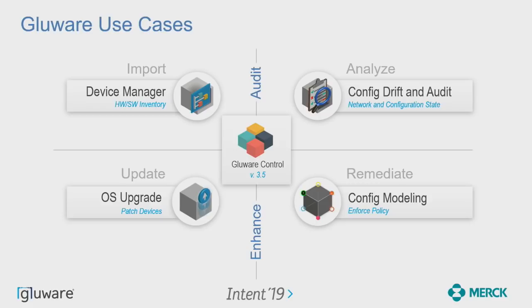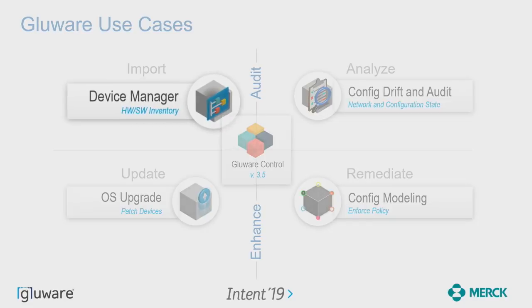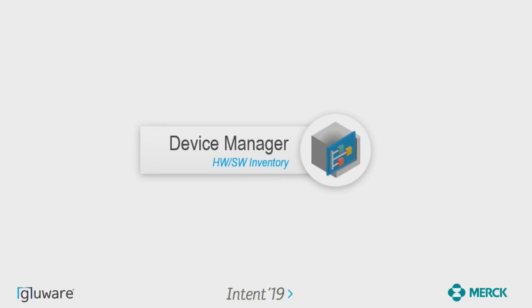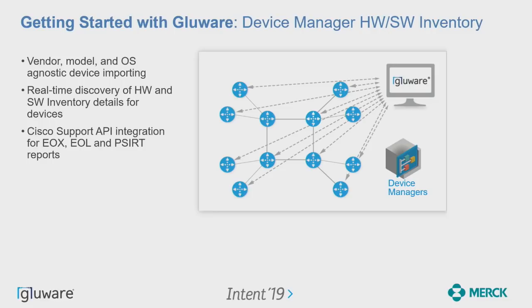So very first here, we want to jump into a use case that is really what I consider the starting point with Gluware, which is using the device manager, a built-in component of Gluware Control. This is about getting your hardware and software inventory. All the Gluware Control engine needs are IP addresses and credentials. Our engine runs either on-prem, installed as one or more virtual machines in your infrastructure, or we can run from the cloud. When we run from the cloud, we need to hop through a proxy so we can hit your network devices.